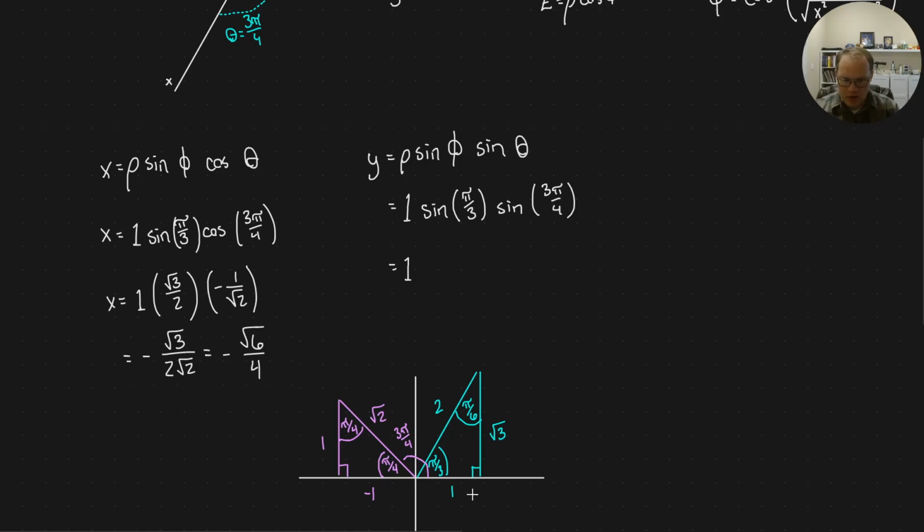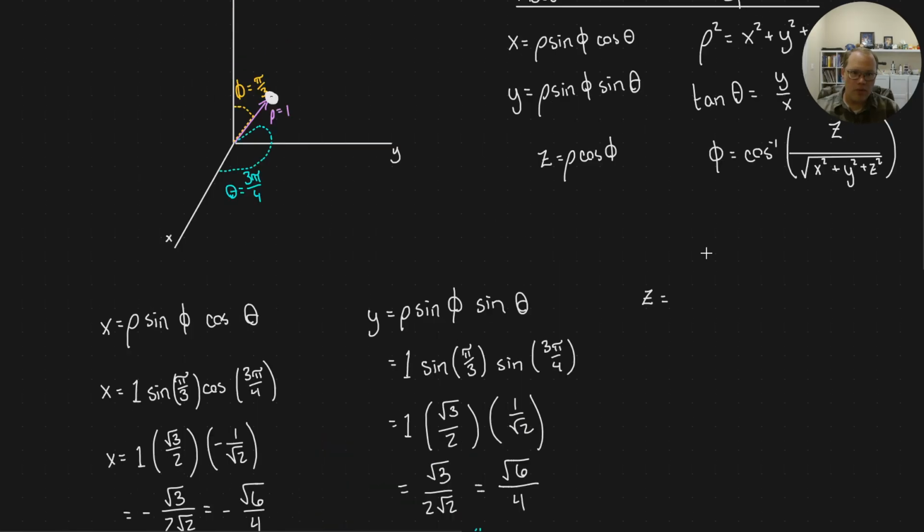So I already have the triangle for pi over 3 right here. Sine of pi over 3 is root 3 over 2. Sine of 3 pi over 4, let's look at this triangle right here. Sine is opposite over hypotenuse. That's 1 over root 2. And so I get positive root 3 over 2 root 2, which is fine as an answer, but if you choose to rationalize your denominator, you get root 6 over 4. Okay, so we have our x, we have our y. One more, let's do our z.